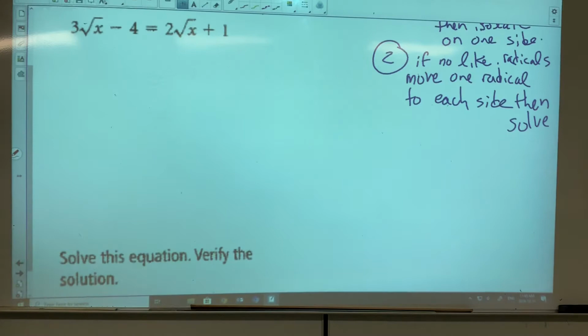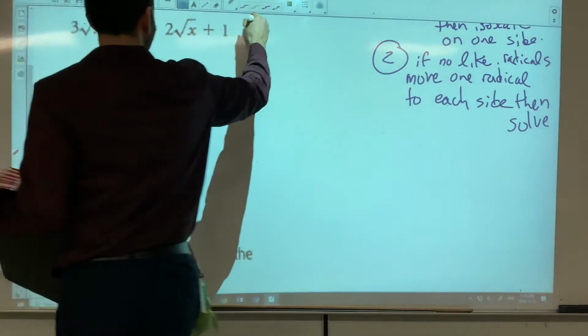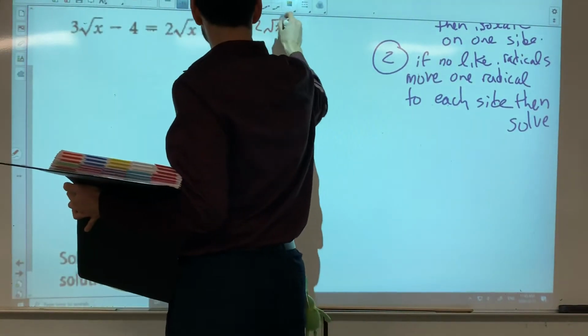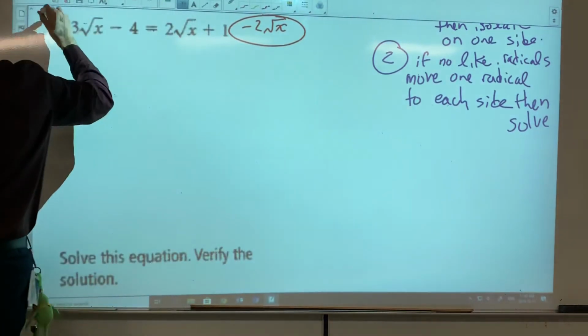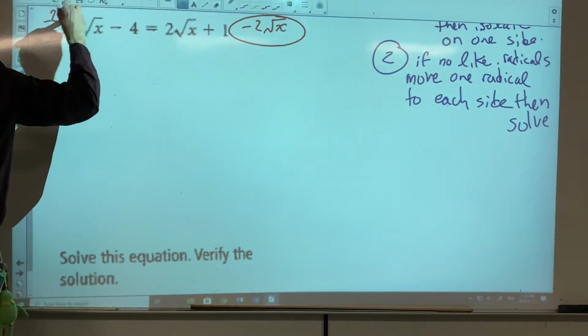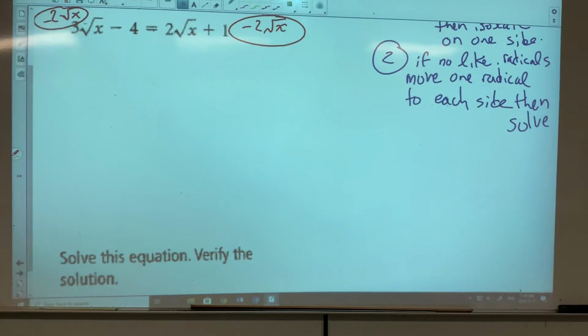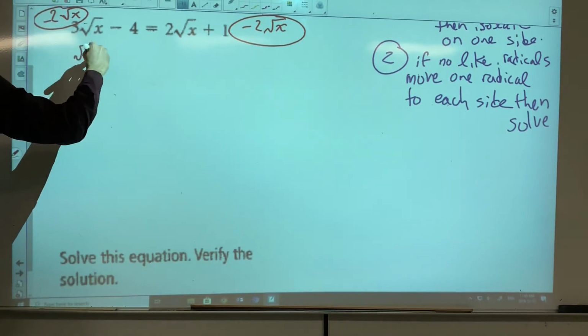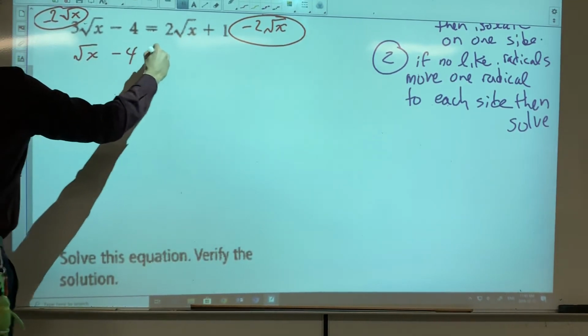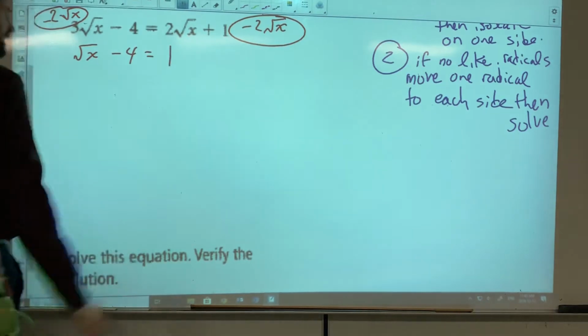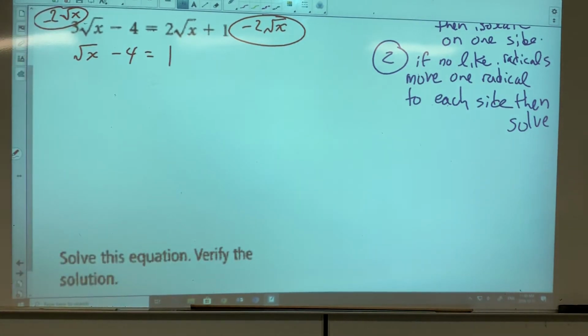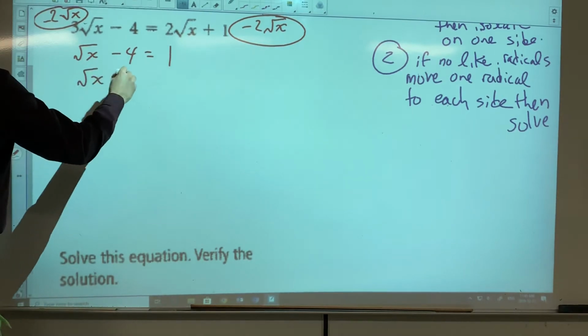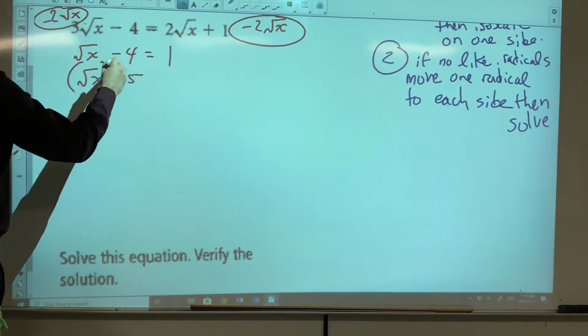Okay, let's solve. Here we go. We are subtracting 2 square root x from both sides. Then you're going to get 3 subtract 2, so you just get square root x. I'll recopy everything else. So this one's gone. Is that okay? And then you can add 4 to both sides. So now you can square both sides and you're happy.